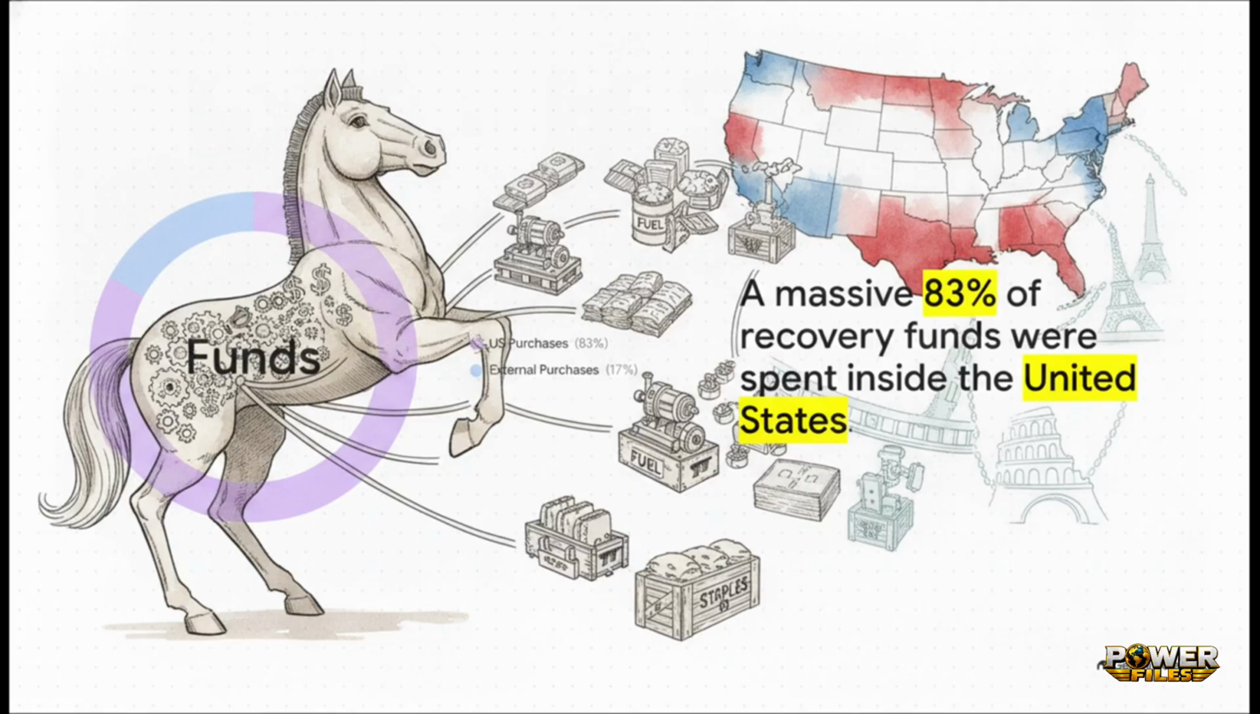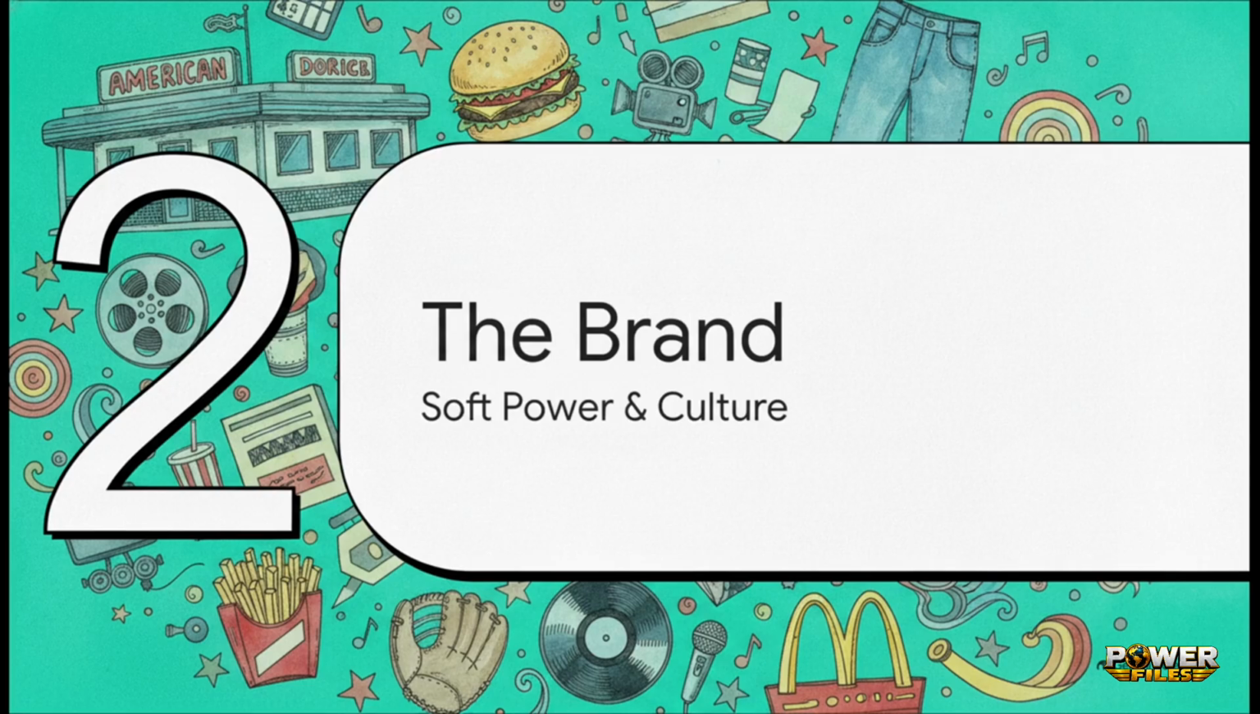So it wasn't just charity. It was an incredible stimulus package for the U.S. economy that basically locked in European economic dependency on American exports. Moving on to Section 2, the brand, soft power, and Coca-Colanization.